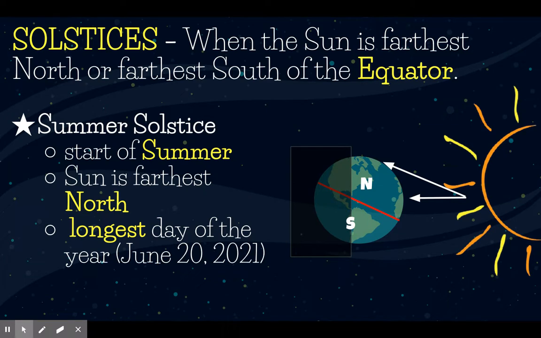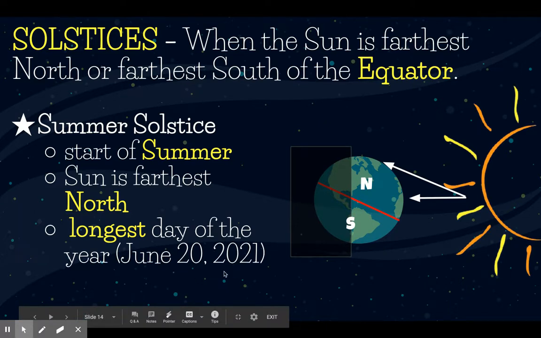So the summer solstice is the first day of summer when the sun is the farthest north, and so the northern hemisphere is getting the most direct sunlight. And so the summer solstice is also the longest day of the year, which is June 20th. For us, this year, it would be June 20th, 2021.